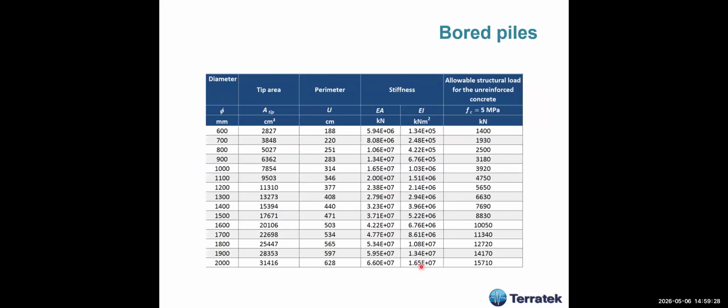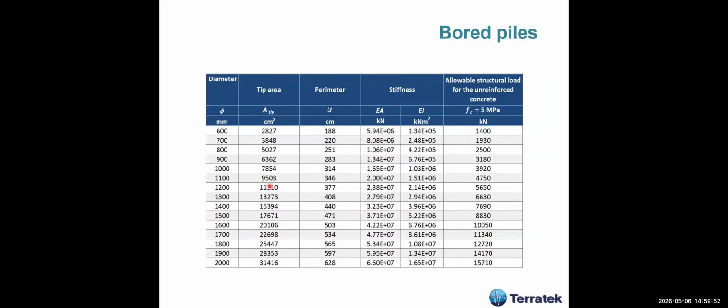Bored piles. This is a typical catalog. You can have bored piles, say from 600 millimeters up to 2,000 millimeters. The maximum I have done was 2.2 or 2.5. But there are some cases in which equipment can go up to 4 meters. I have never done that before, but it's possible.